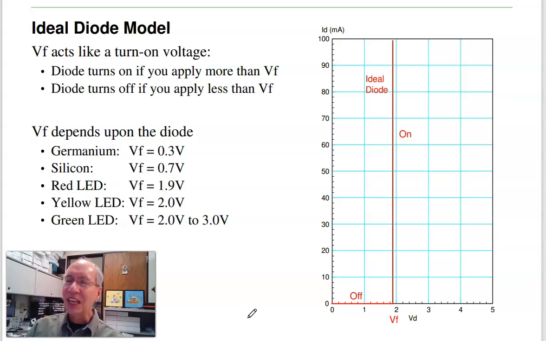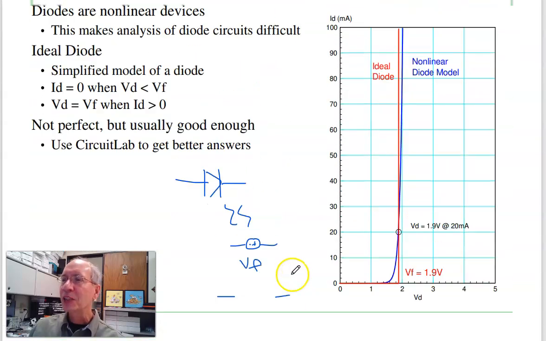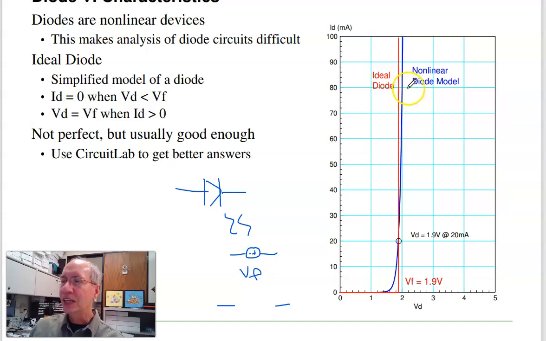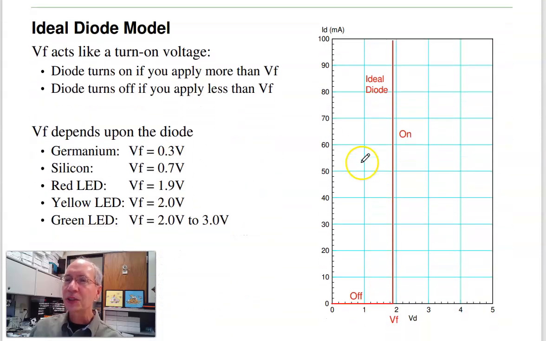That's not exactly true. Again, you go back to the actual diode model, the blue line. It's not exactly 1.9 volts when turned on for a red LED. It's close though. So if I just want to get close, I can use this model. If I want to get closer, use CircuitLab. CircuitLab actually uses the nonlinear model.